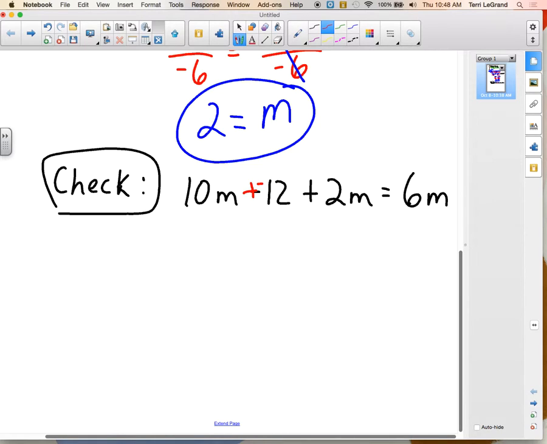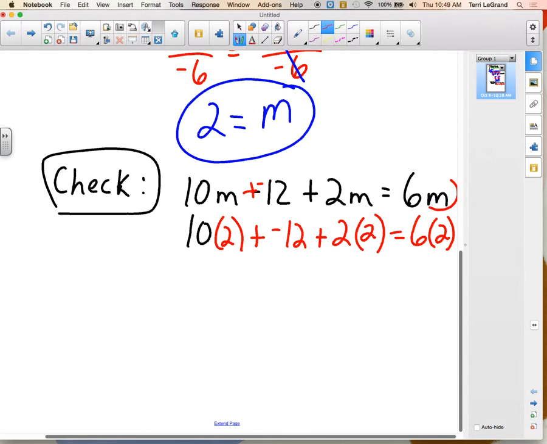3 places. So we're going to have 10, and substitute it in for m, we're going to have a 2, plus a negative 12, plus 2 times 2, and 6 times 2. So every time there was an m, I put a 2 in. Every time. So we're not solving. Now what we're doing is we're substituting in and evaluating. That's what we're doing now.